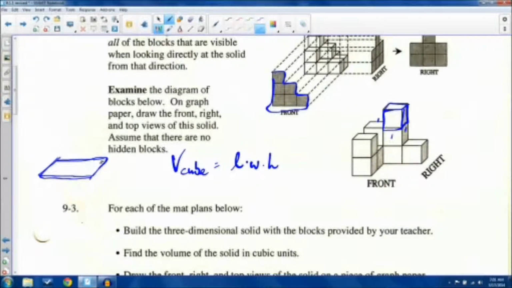Think of this like a 3D drawing, but it's laid down like a flat piece of paper. Let's say the square has a length of 1, and a width of 1, or whatever. So this is 1 times 1. So the area of this square is 1.